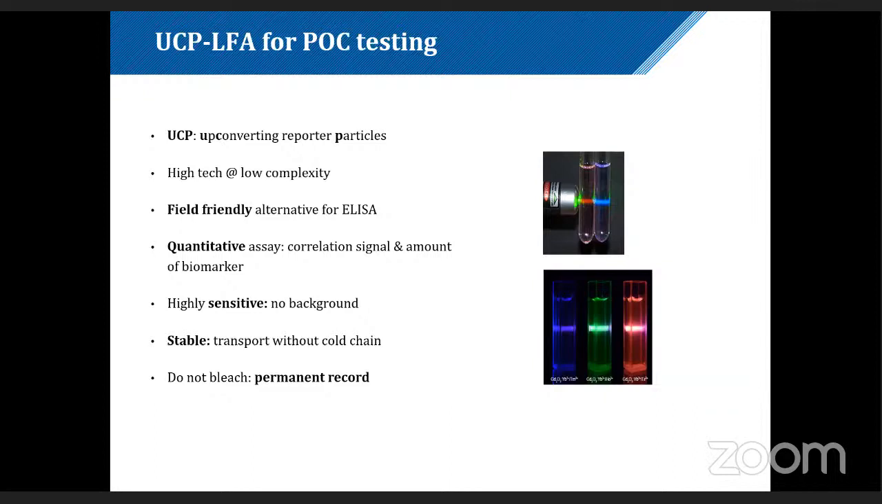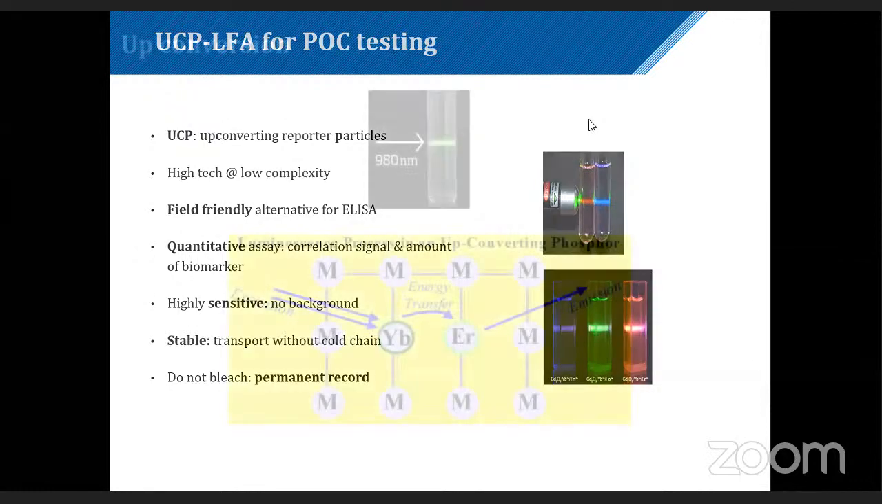Important is that it is a quantitative assay. So there is a correlation of the signal that is measured in the UCP lateral flow and the amount of biomarker in a sample. It's also highly sensitive because it has no background, because the particles that are used do not occur in the environment. So therefore it has no background. And also it's stable, so it can be transmitted without a cold chain. Finally, it doesn't bleach, so it gives you a permanent record. And this is how it works.